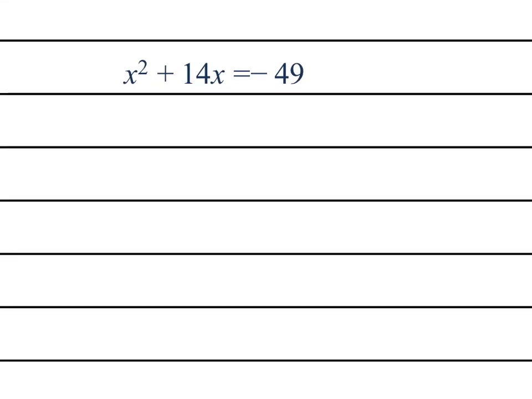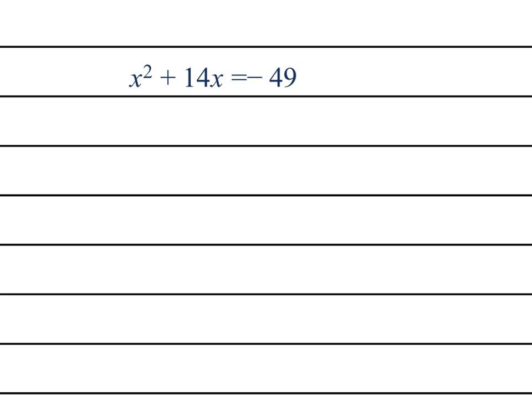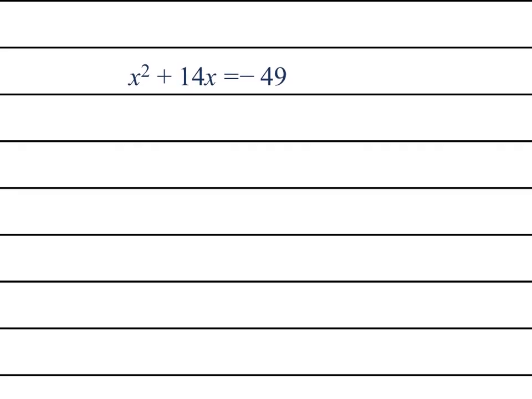First thing, is this in standard form? Is it ax squared plus bx plus c? No. You got to get that 49 over there to the other side. How could I move it over? Add 49. So we want this to be equal to 0. We also want it to be in standard form. That would give us x squared plus 14x plus 49 equals 0. There we go. That's better.